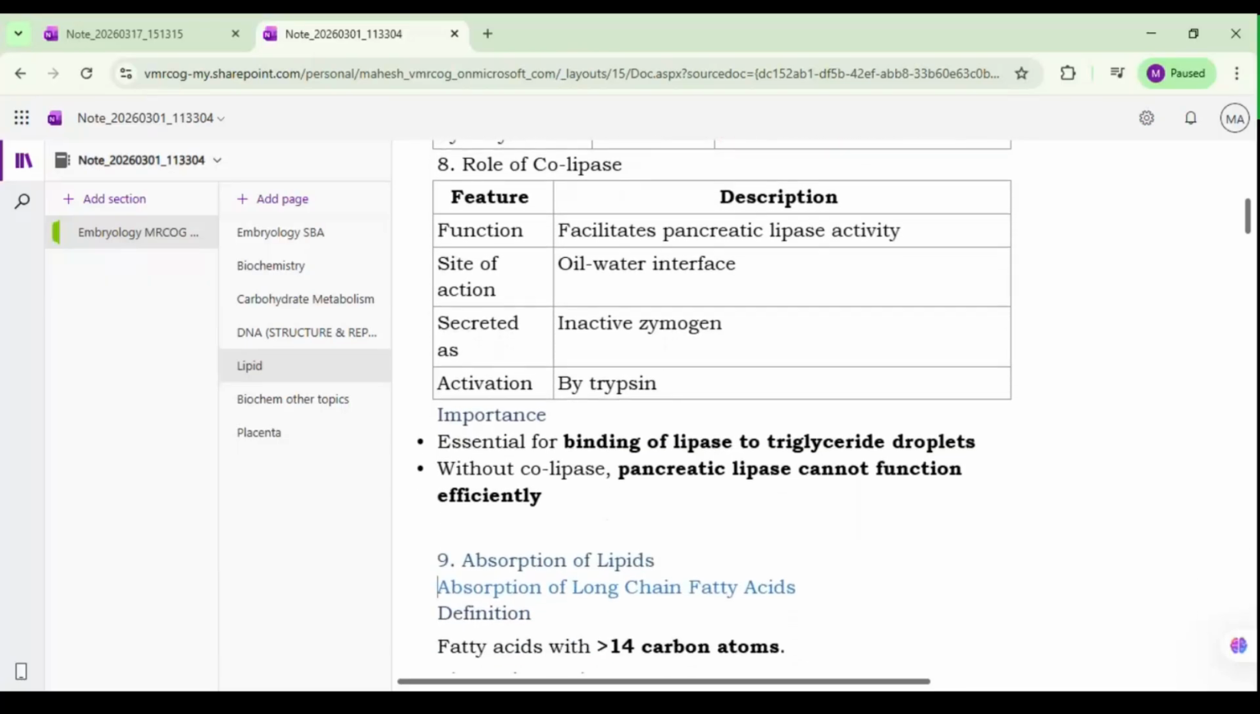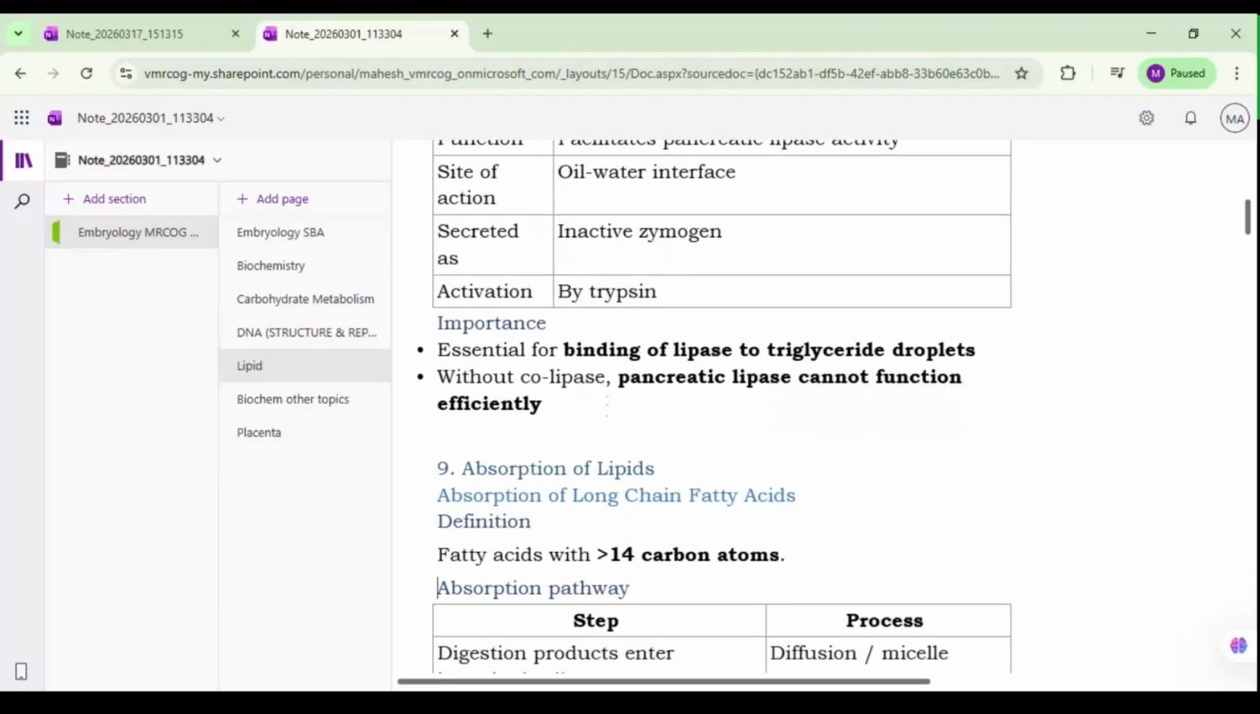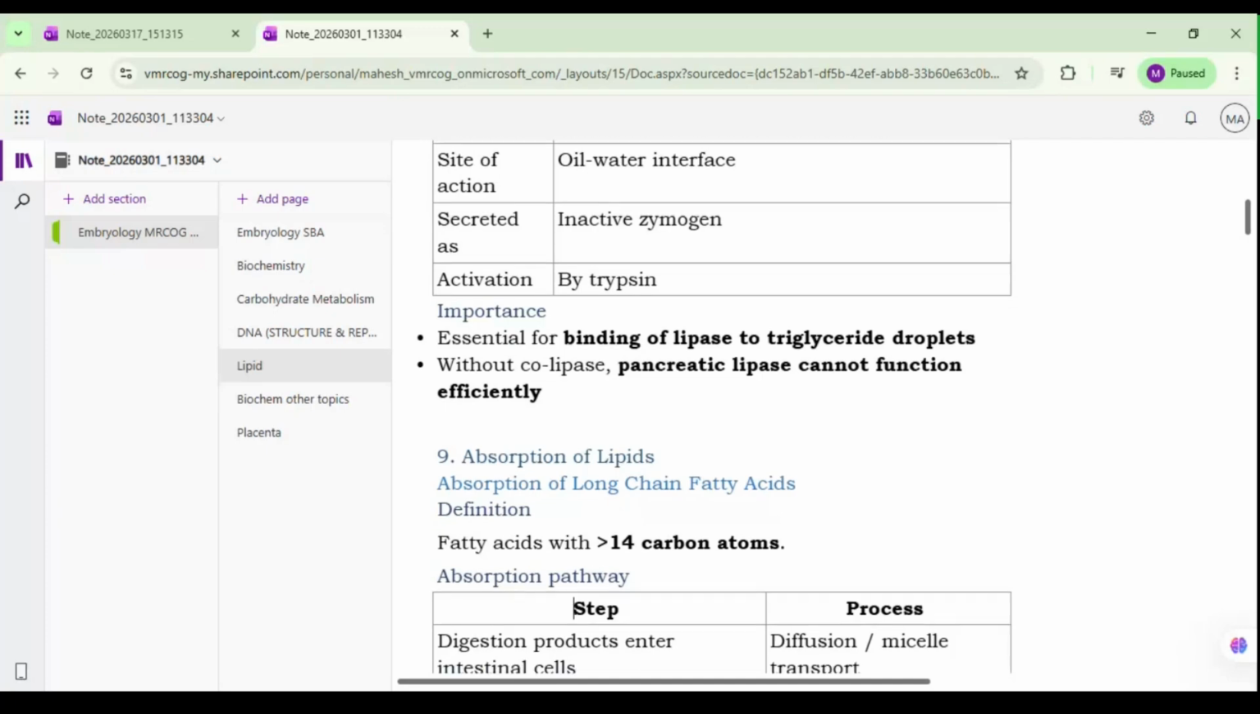So now we have seen 3 different sources, components of the fatty acid in the diet, and now let us see how they are absorbed. We have seen the digestion. Now let us see the absorption, starting with absorption of the long chain fatty acids. There are long chain fatty acids, medium chain fatty acids, and short chain fatty acids. Fatty acids which have more than 14 carbon atoms are labeled as long chain fatty acids.